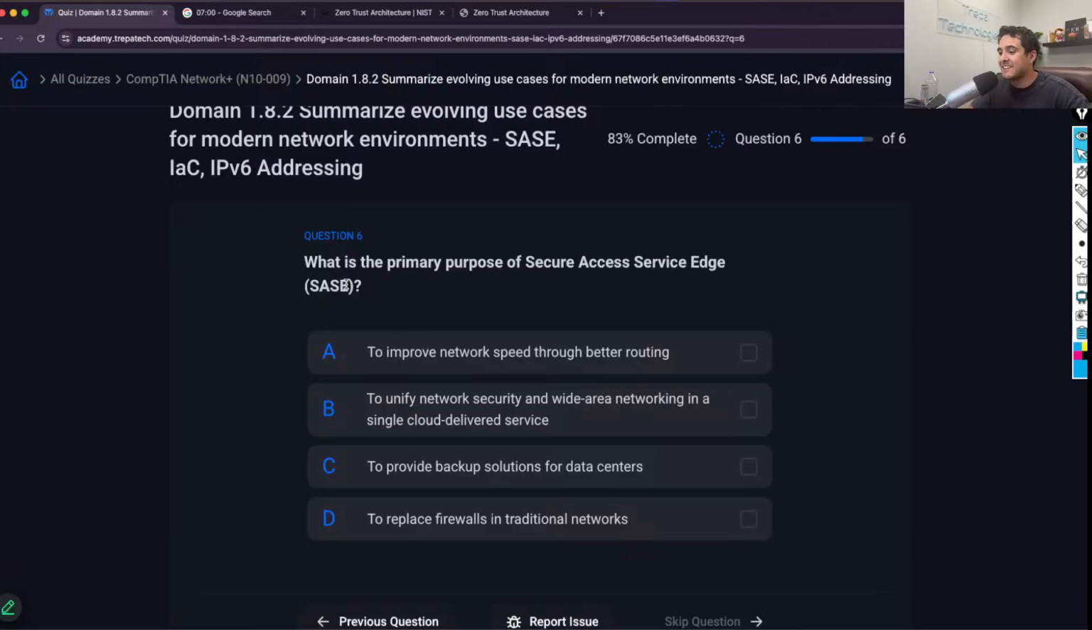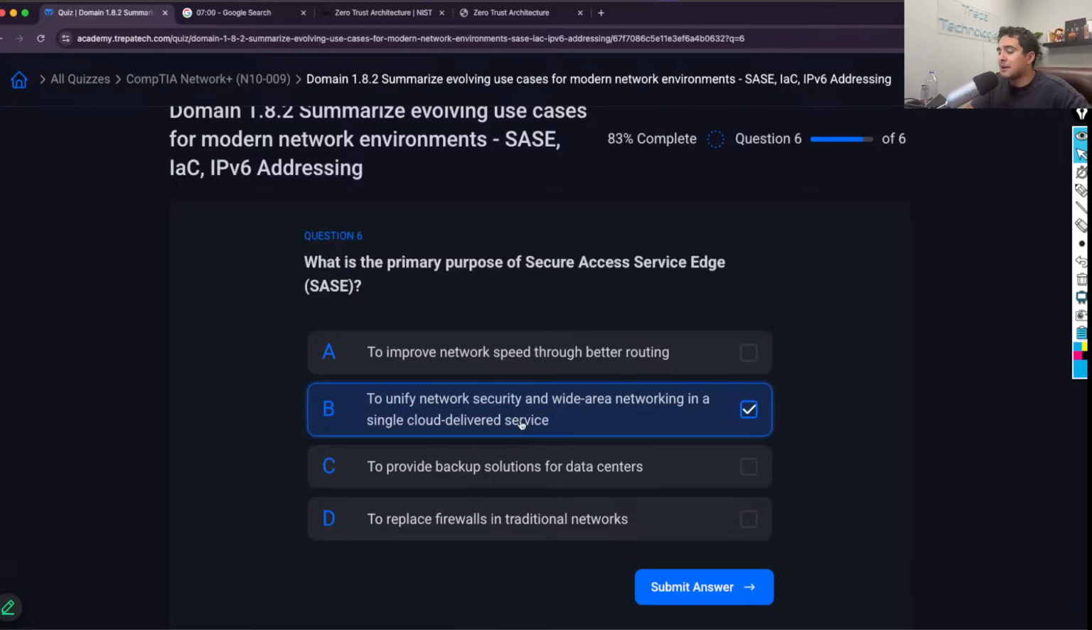All right, question 6. What is the primary purpose of Secure Access Service Edge? Primary purpose. So that's to unify. It's a single appliance. If you've taken Sec Plus back in the day, we used to call this UTM, Unified Threat Management. But this is different, right? This is cloud. This is our modern day stuff, evolving networks. But it did the same thing.